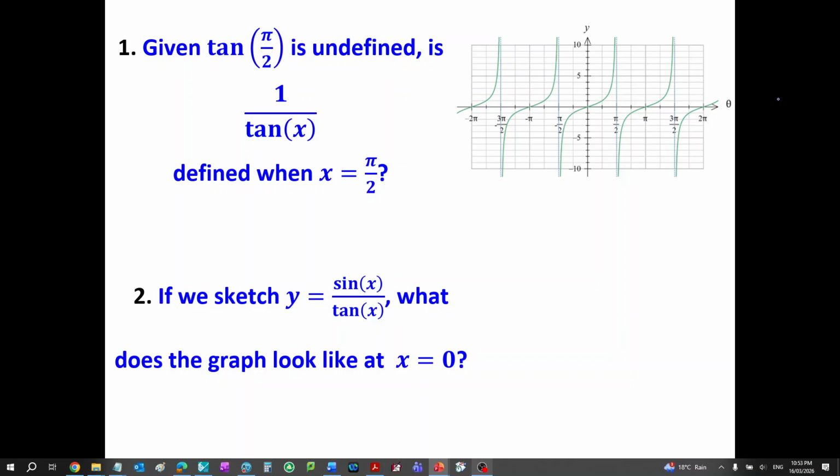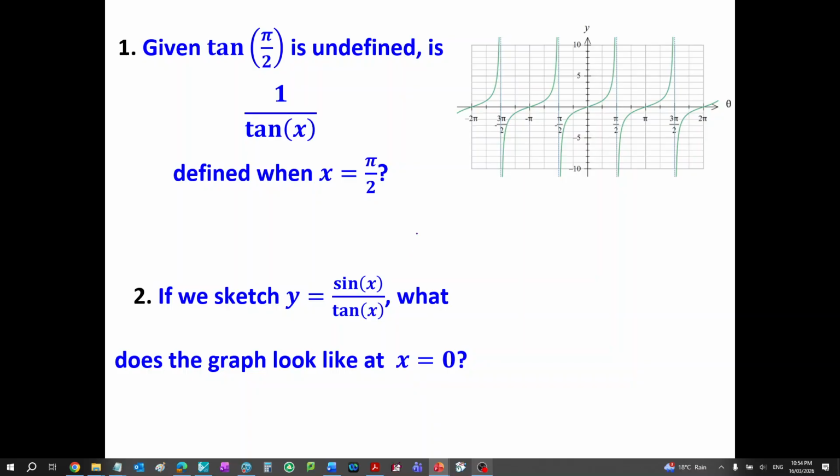Now a couple of problems to think about at the beginning here. The first one says that given tan pi on 2 is undefined, is 1 on tan x defined when x equals pi on 2? Looking at this tan graph on the right hand side here, we can see that when x is pi on 2, tan of pi on 2 has an asymptote, so it's undefined. But the question is, what about 1 on tan pi on 2? What's that going to be?